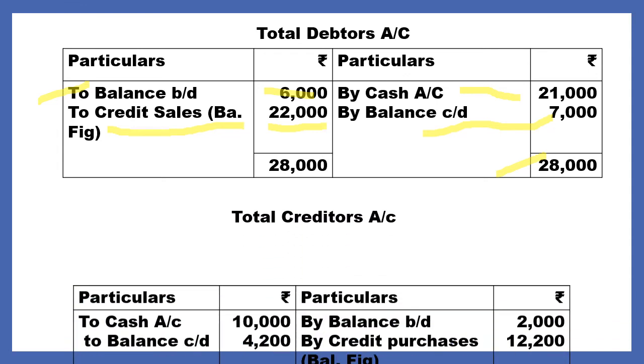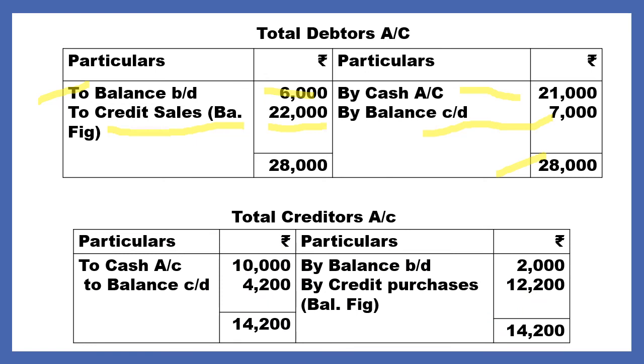Next, creditors account. Opening balance starts from credit side 2,000 rupees, paid to creditors 10,000 rupees, to balance carried down, closing balance 4,200, and balancing figure credit purchases 12,200 because of the total 14,200.